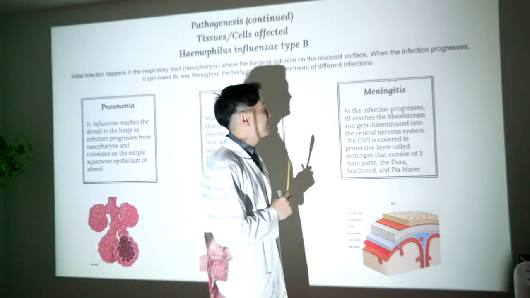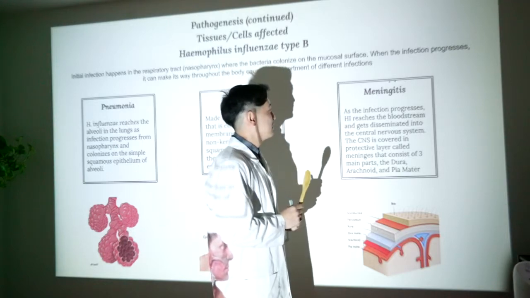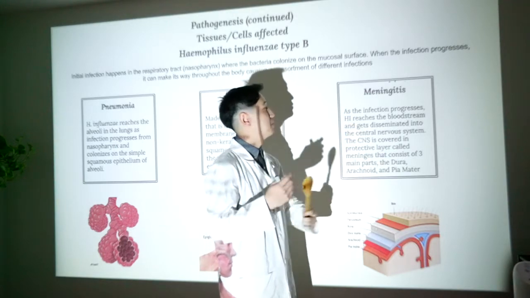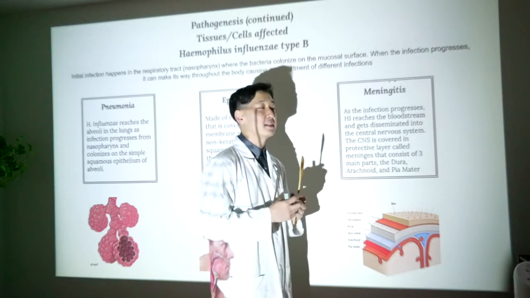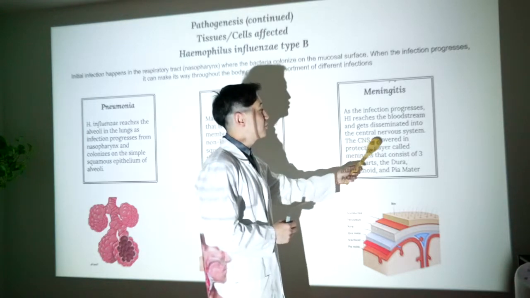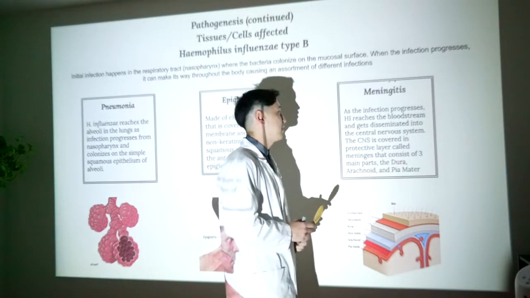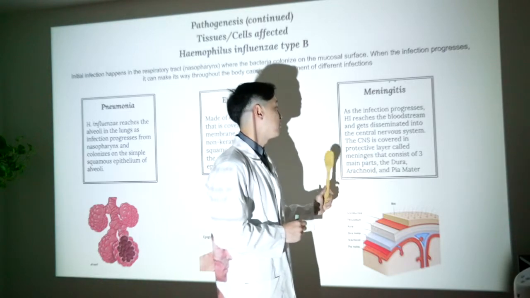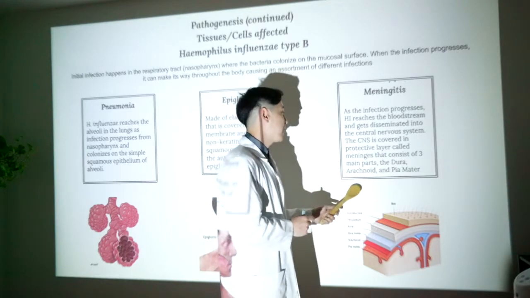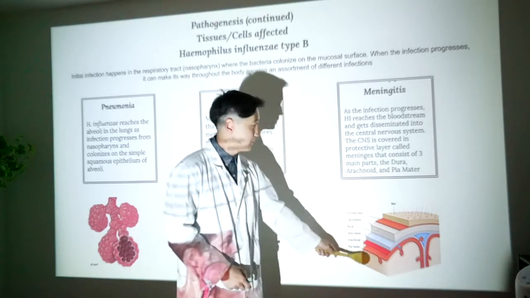In meningitis, as the infection progresses, Haemophilus influenzae reaches the bloodstream and gets disseminated into the central nervous system. The central nervous system is covered in a protective layer called the meninges that consists of 3 main parts: the dura, arachnoid, and pia mater. Here.